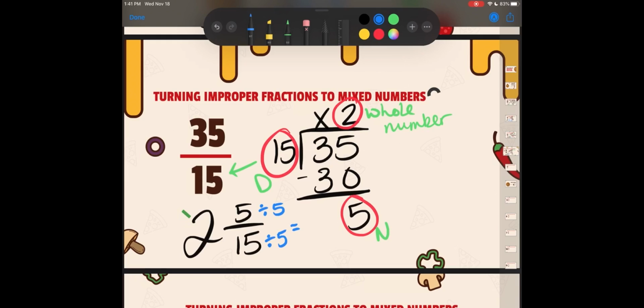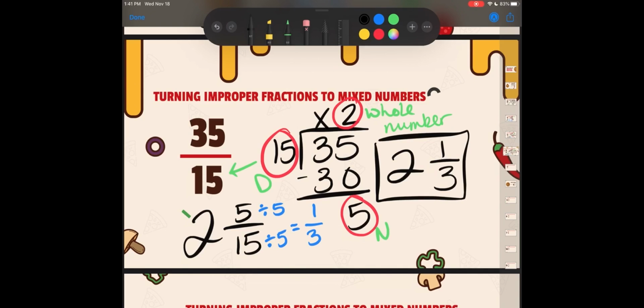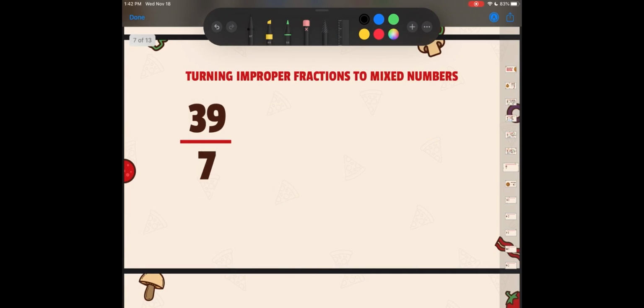Remember, we want to simplify, right? We always want to have it in simplest form. Well, 5 and 15 are both multiples of 5, so we can divide both of them by 5. 5 divided by 5 is 1. 15 divided by 5 is 3. So my 5/15 was equivalent to 1/3, which means that my answer is actually 2 and 1/3. 35/15 is equivalent to 2 and 1/3.